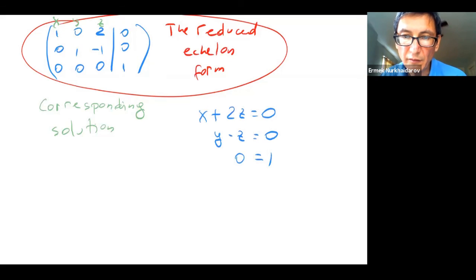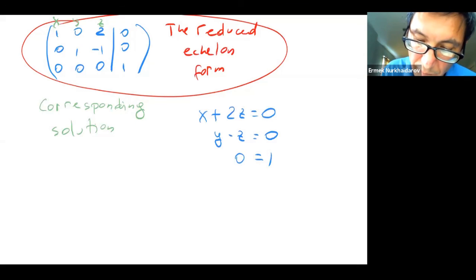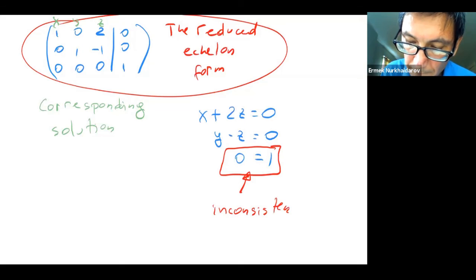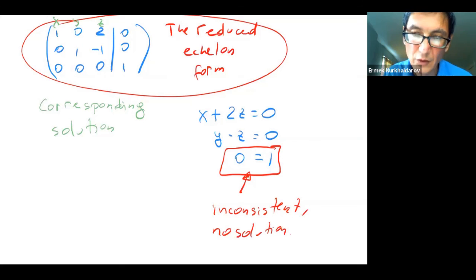If you try to unravel it from the bottom, you immediately run into trouble: 0 equals 1, and that's inconsistent. No solution. Because we cannot have 0 equal 1.